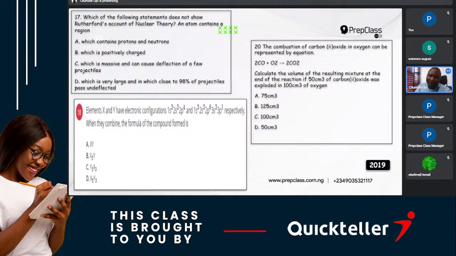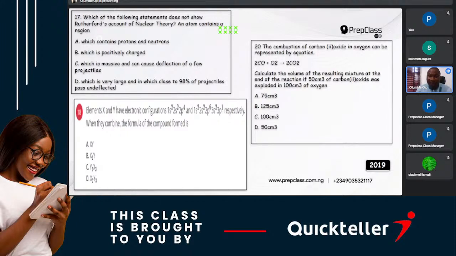Elements X and Y have electronic configurations. X has 1s2, 2s2, 2p4, and Y has 1s2, 2s2, 2p6, 3s2, and 3p1. Now, if I want to know the group of X, all I will do is find the orbital, and the greatest orbital is my group.